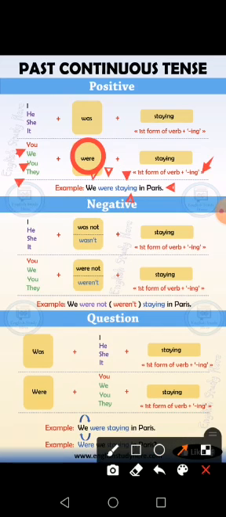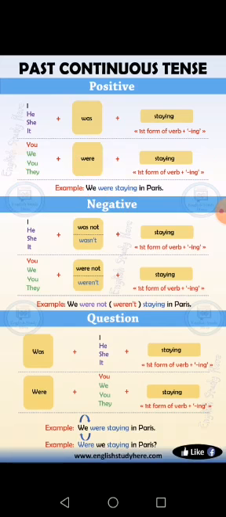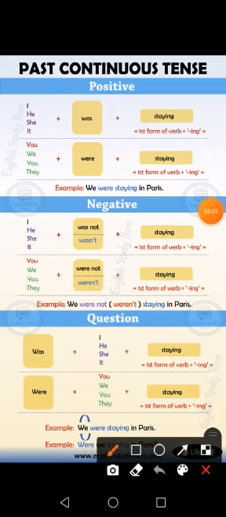For example, you were studying. For example, they were eating. We use were with you, we, they, and plural nouns. And we use was with I, he, she, it, and singular nouns, and we add ing to the verb.